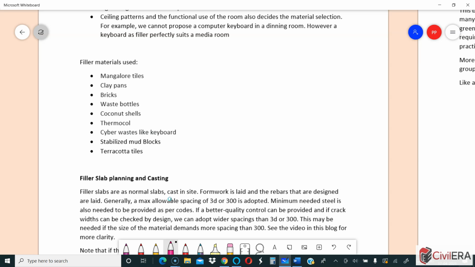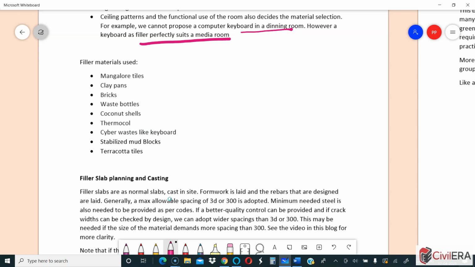For example, we cannot propose a computer keyboard in a dining room because it is not related to that functional use. However, a keyboard as a filler perfectly suits a media room. So that's how you need to plan. Anyway, that's an architect's role. But I was just making a point on that.